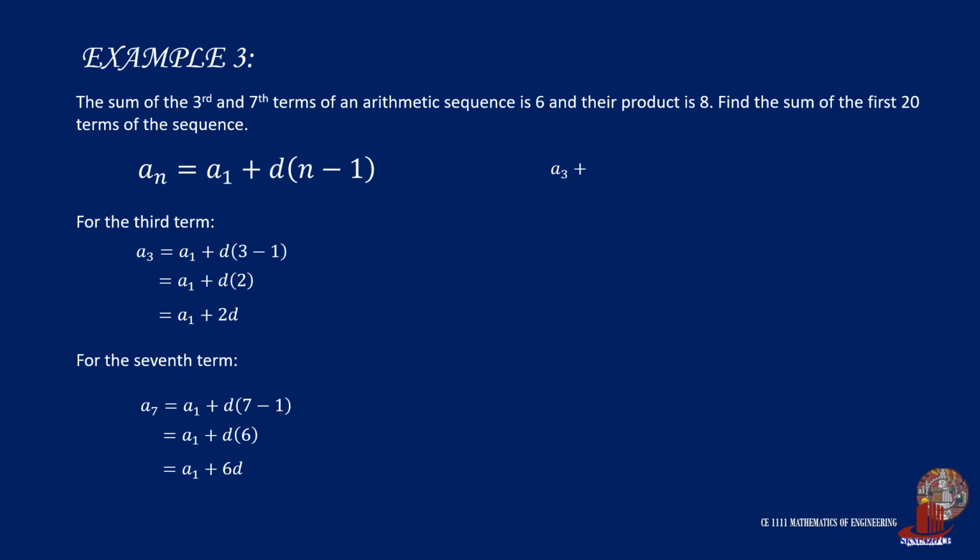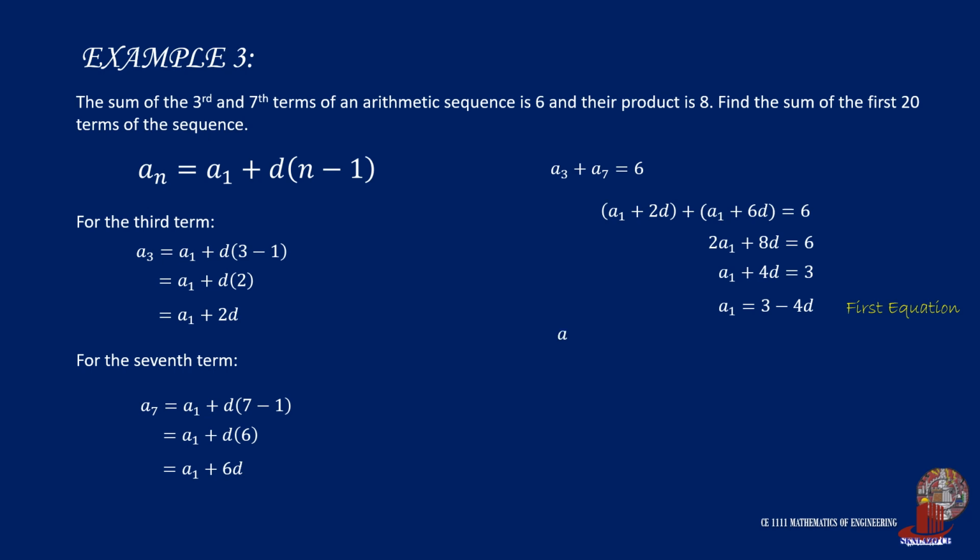The first premise is a sub 3 plus a sub 7 is equal to 6. If we plug in the expanded forms, we arrive at a sub 1 plus 2d plus a sub 1 plus 6d is equal to 6. Collect similar terms to get twice of a sub 1 plus 8d is equal to 6. We can simplify the whole equation by dividing it by 2 to get a sub 1 plus 4d is equal to 3. We isolate a sub 1 as 3 minus 4d and consider this as the first equation.